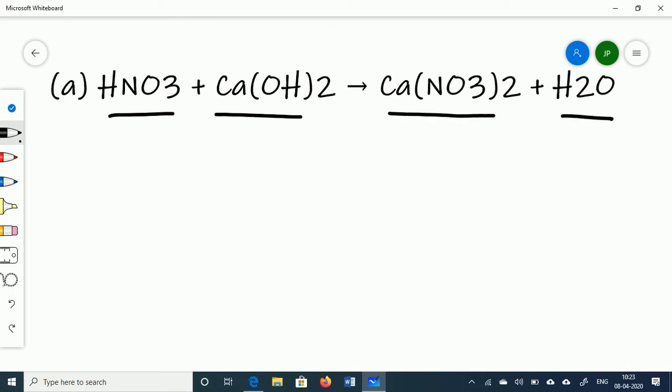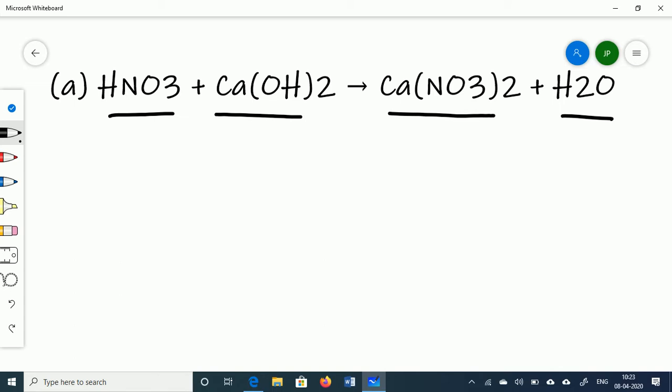The formula of any chemical component should remain the same. We cannot change anything inside the formula. Balancing can be done by multiplying that formula by some value. Now in the second step we should identify the number of elements present in LHS and in RHS.